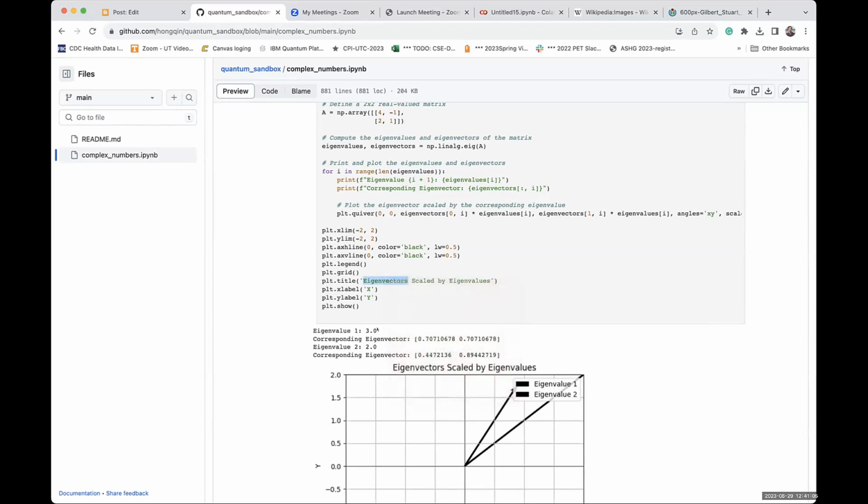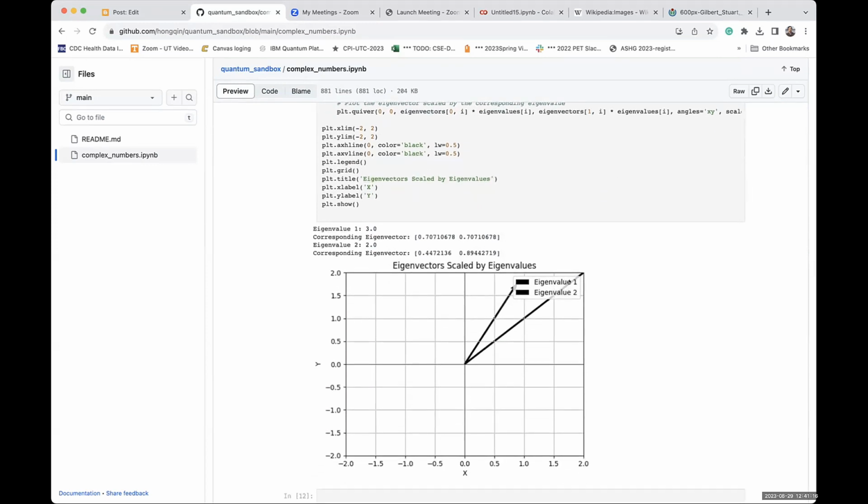So for eigenvalue 3, the vector is 1 and 1, basically 0.7, 0.7. For eigenvalue 2 it is 1 and 2. Something is wrong here. Eigenvalue that should be 3. Oh, I see. This is not a good plot. It should label the actual eigenvalue instead of the label. Eigenvalue 1 is 3, eigenvalue 2 is 2. So this is not a good illustration, a bit confusing.